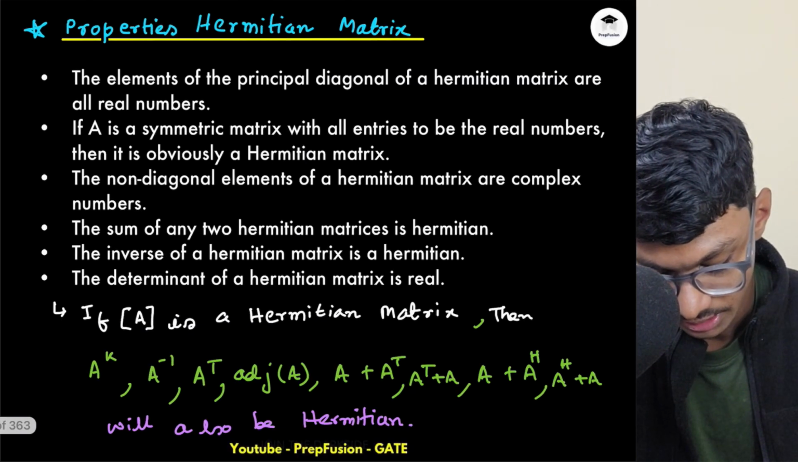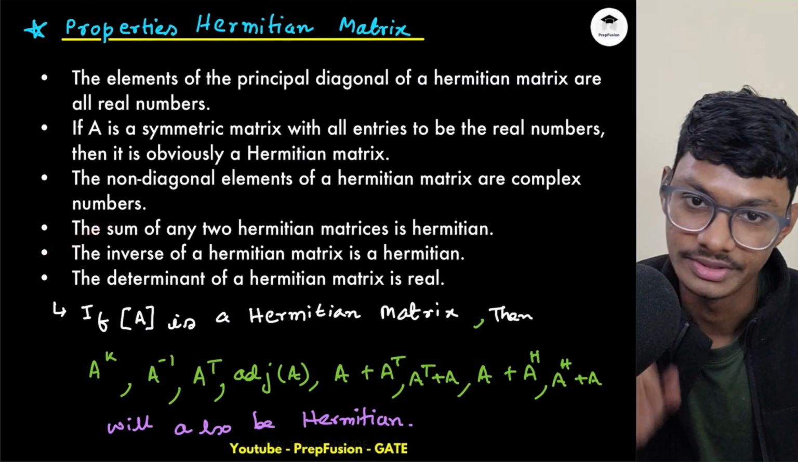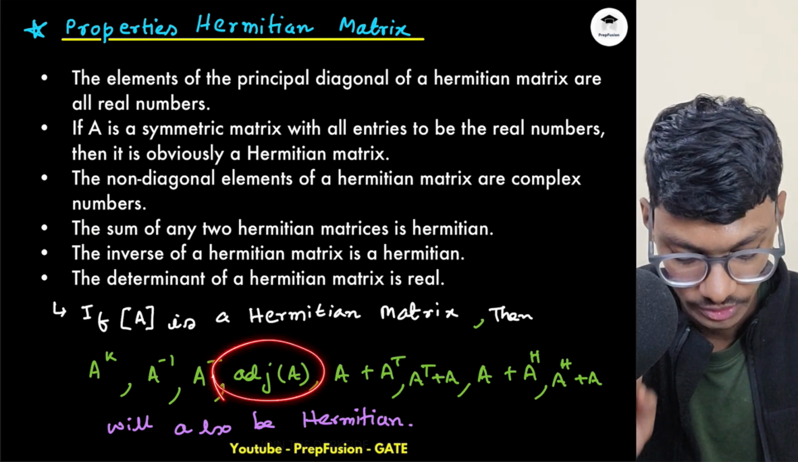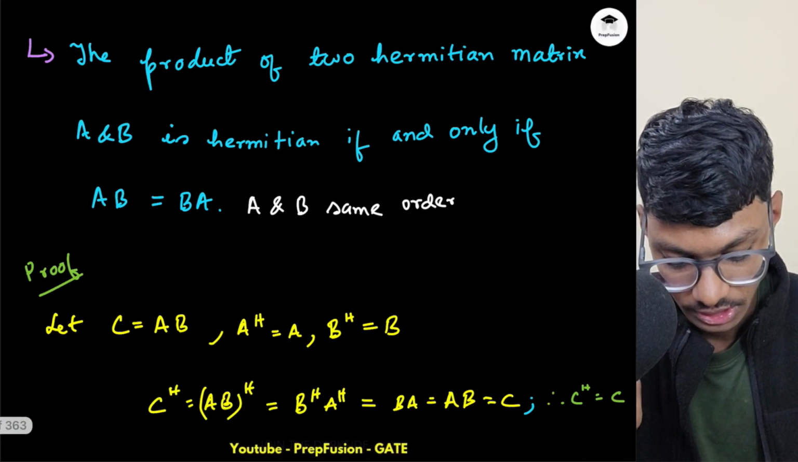And the inverse of a Hermitian matrix will also be a Hermitian matrix, because the adjoint will also be a Hermitian matrix, if A is Hermitian.